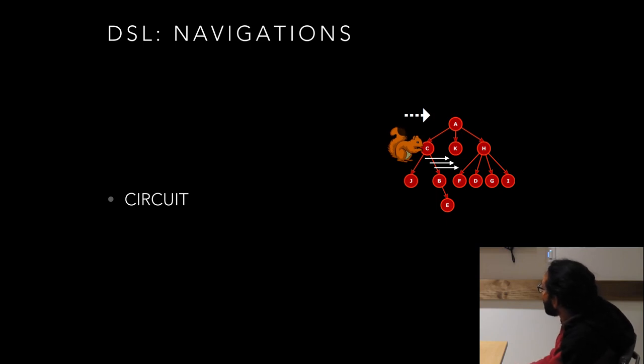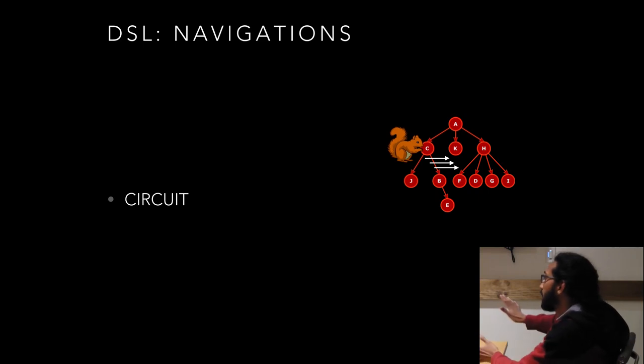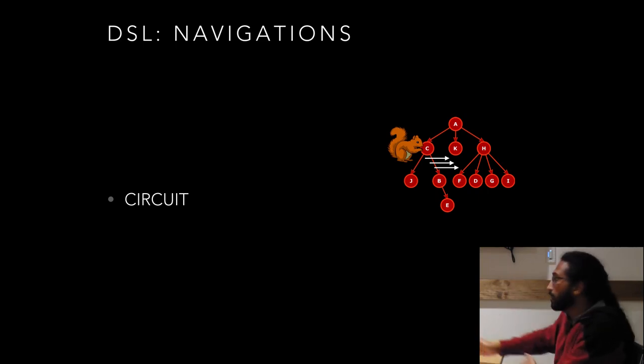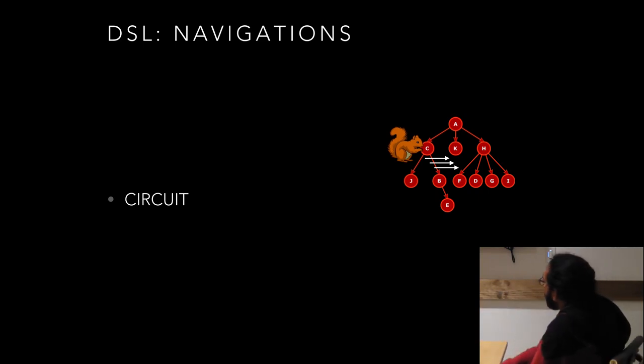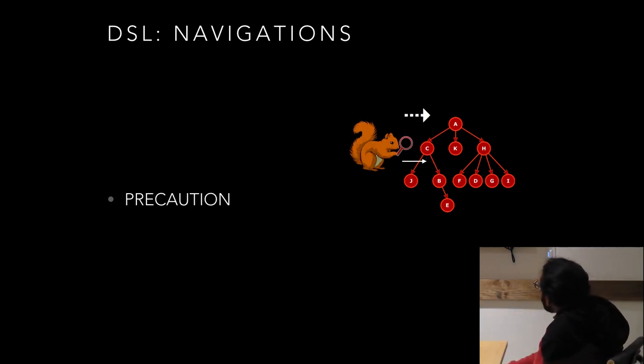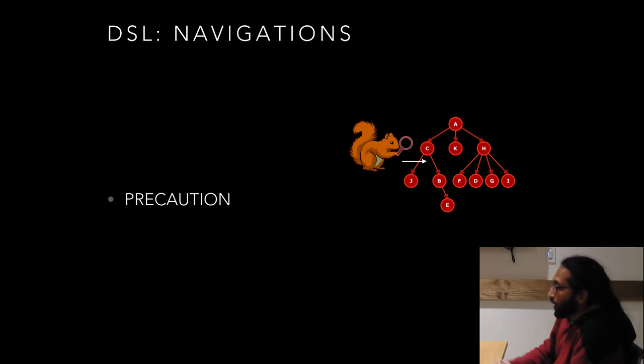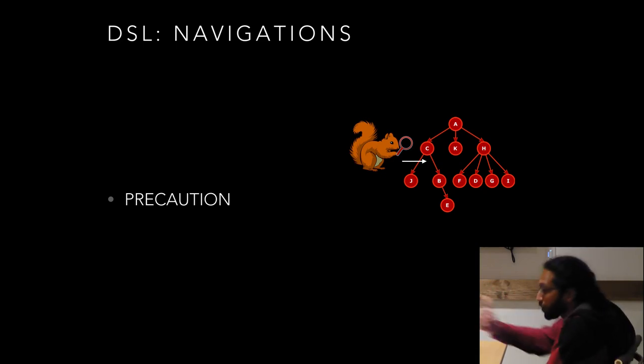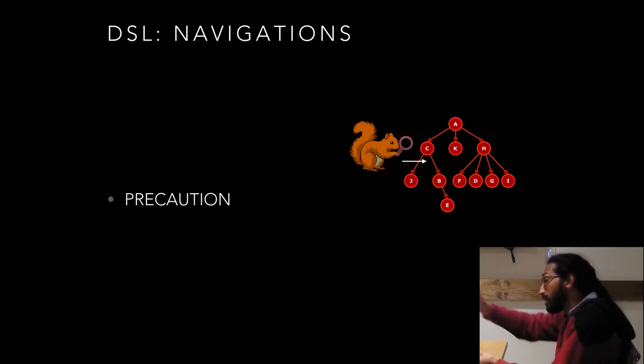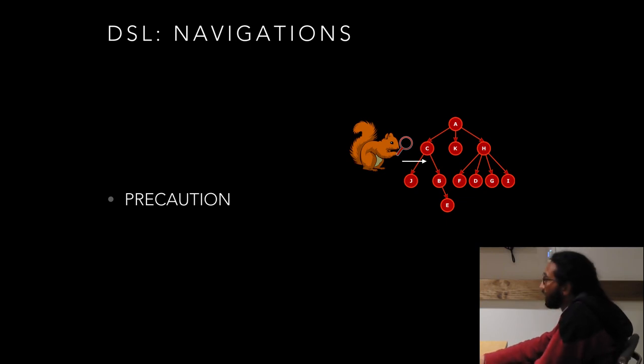Then you have a circuit, which is do this thing a certain number of times, or forever, until it stops working. So keep going forward until you can't go forward anymore is a circuit. It's a loop, basically. And then you have a precaution, which is checking a certain condition, which you can specify before you do the traversal, and checking another condition after you complete the traversal. And if either of those conditions doesn't hold, then you abort the traversal and you don't do anything.